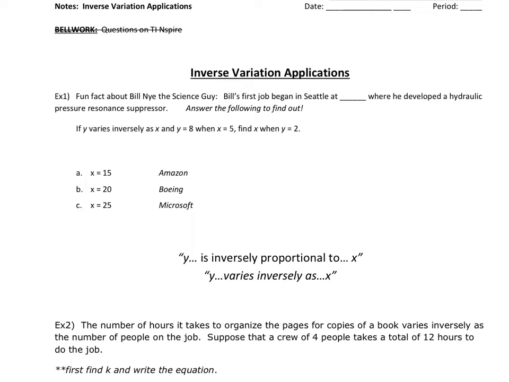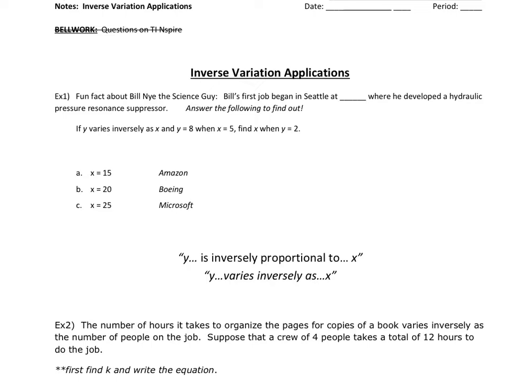The first one, not really an application, is a little fun fact about Bill Nye, but it's going to recap what the first lesson on variation was, so here we go. Fun fact about Bill Nye, the science guy. Loved him growing up. Bill's first job began in Seattle at blank, where he developed a hydraulic pressure resonance suppressor. Sounds fancy. Not sure what that does. Answer the following to find out.